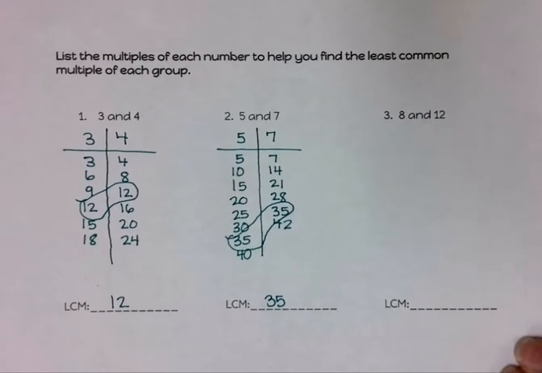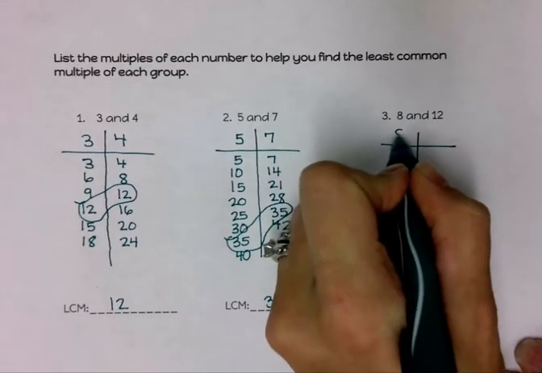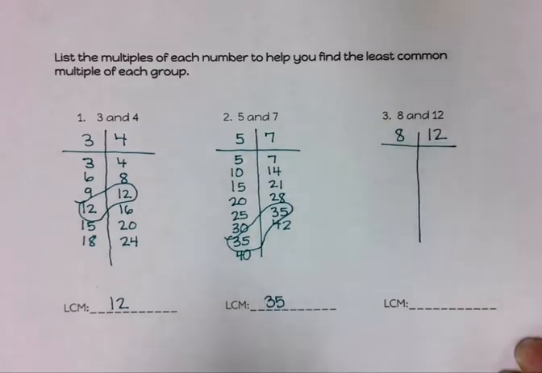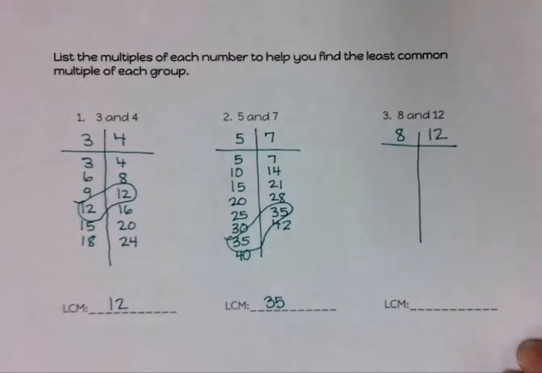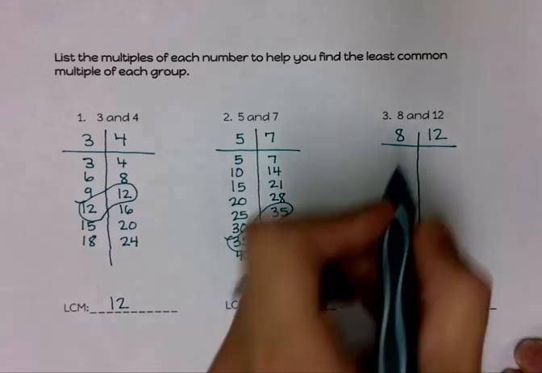All right, last one. We have find the least common multiple of 8 and 12. Again, I'm going to create my organized list. And then I'm going to start to list my multiples of 8 and 12. Go ahead and try that on your own. And let's see how you did.